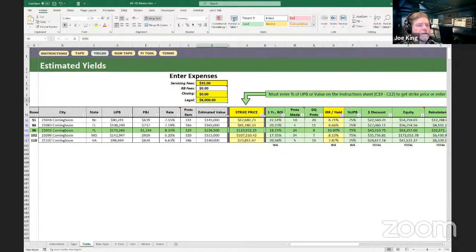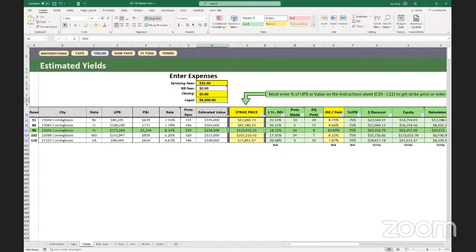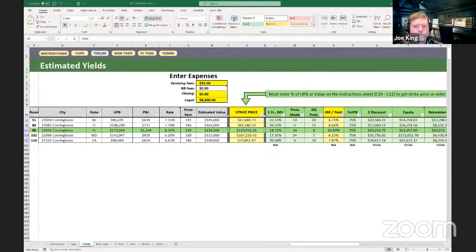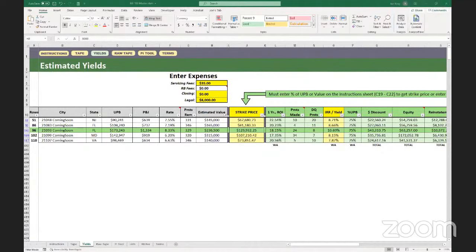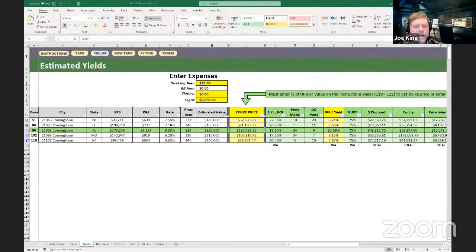Thanks, Bill. I appreciate it. And Joe, can I just ask one other question before you go? Are you typically bidding up to 65% of unpaid balance on all assets, or are you bidding that high because these are higher-end assets in the hundreds of thousands of dollars? Some of them, yeah. It's because these are higher-end assets.